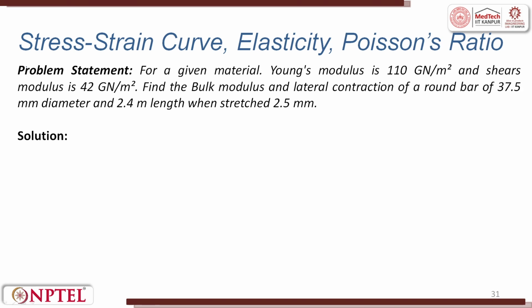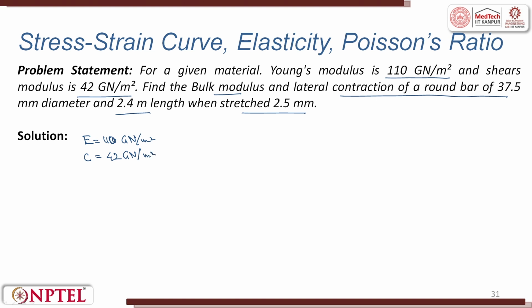So there is another problem statement in which Young's modulus is given as 110 giganewtons per meter square. The shear modulus is 42 giganewtons per meter square. Find the bulk modulus and lateral contraction of a round bar of 37.5 millimeter diameter and 2.4 meter length when stretched 2.5 millimeter. This is an interesting problem where we have been given the value of E as 110 giganewton per meter square, Young's modulus. We have been given the shear modulus, which I denote as C, that is 42 giganewtons per meter square.